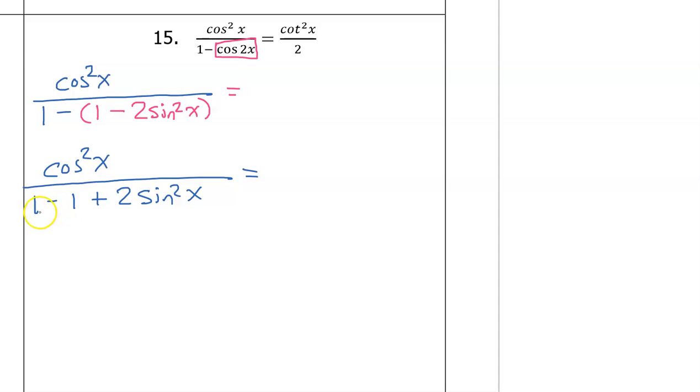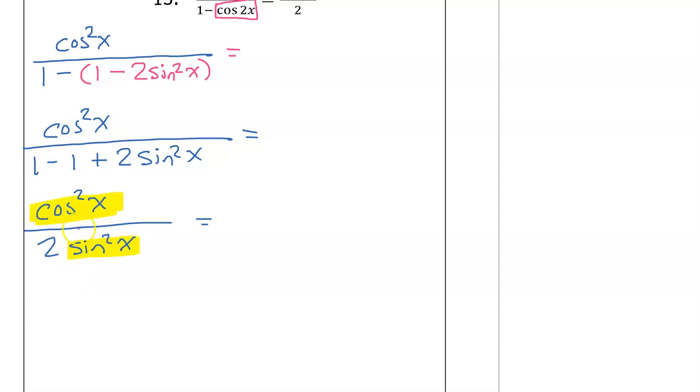And this is what I was talking about. I wanted to try to cancel these 1's out so I would only have a single term. And that's what's happening right now. I'm getting 1 minus 1, so these are going to cancel each other out. So then I will have cosine squared x over 2 sine squared x. Well, that's very interesting because cosine over sine is cotangent, and that's one of the things that we are shooting for.